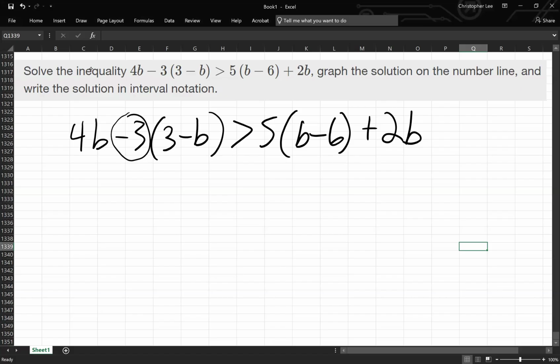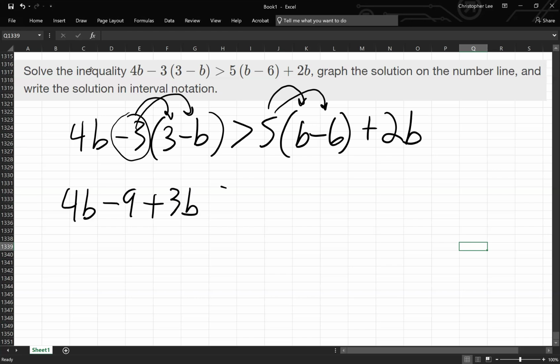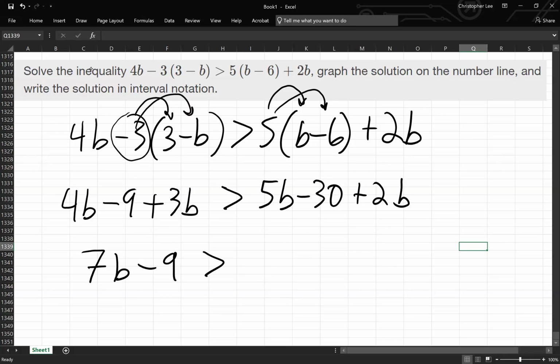I want to distribute the negative 3 on the left-hand side, and on the right-hand side, I want to distribute the 5. So now what do I have? I have 4b minus 9 plus 3b is greater than 5b minus 30 plus 2b. After that, I want to combine like terms, right? So this is going to become 7b minus 9 greater than 7b minus 30, right?